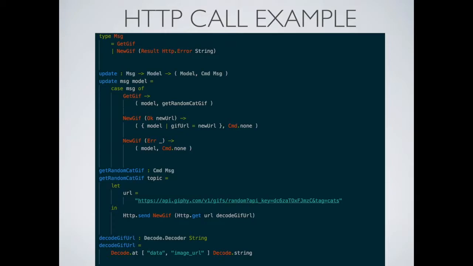And if it fails to parse or it fails to do an HTTP call, it will just return an error. In this case, we are not doing anything with it. We just supply the same model back, and basically nothing happens. But here you can actually handle this error message any way you want. You can, I don't know, show a message or anything else. But in this case, nothing will happen.